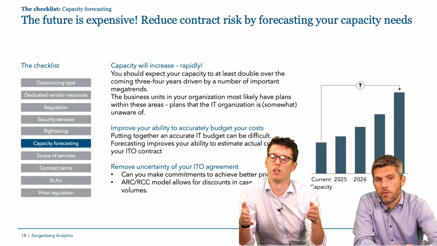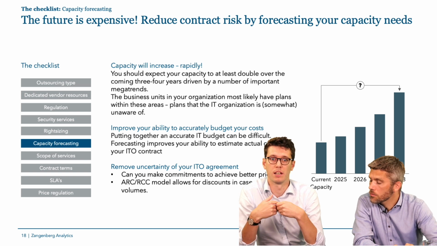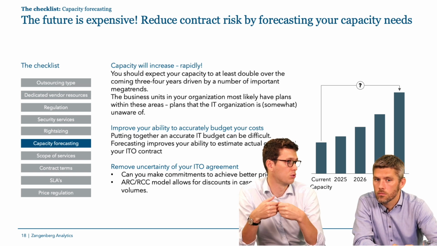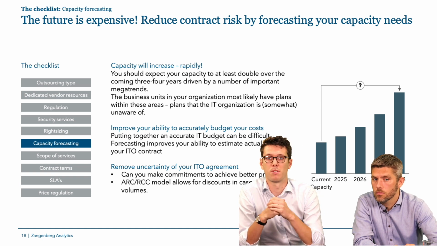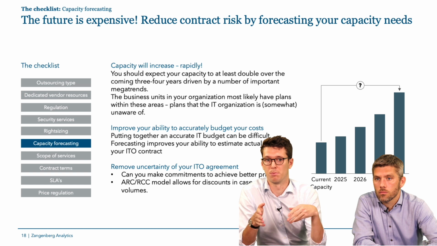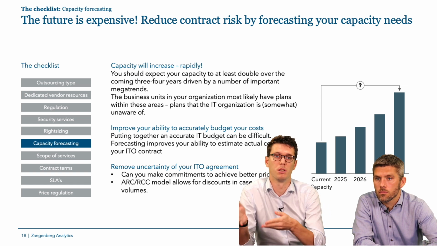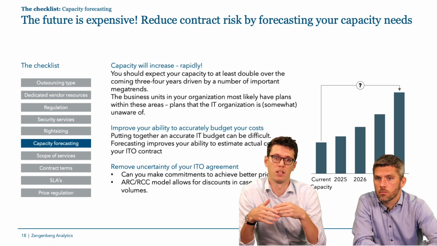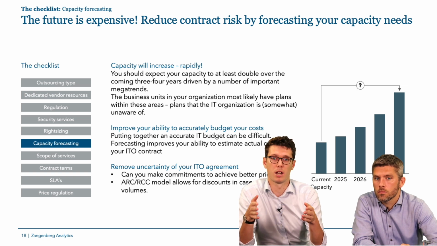Yeah, and it ensures that it's not a massive surprise to the finance department when the ITO is asking for more money after 2 years because capacity has tripled or something like that. But one part is the budget security, and another part is that you remove uncertainty from the agreement itself. You can tell the vendor that you can make a commitment of a certain increase in volume, which might be able to negotiate you a better price.